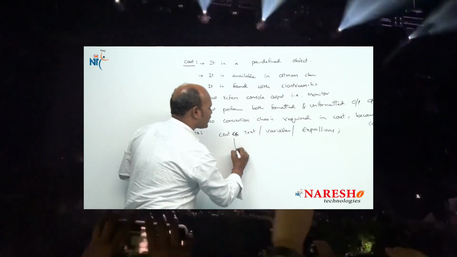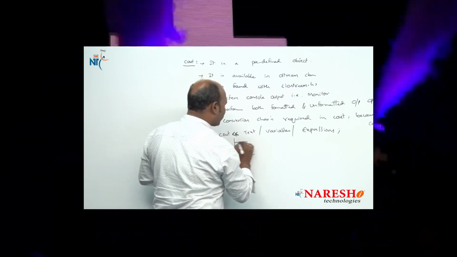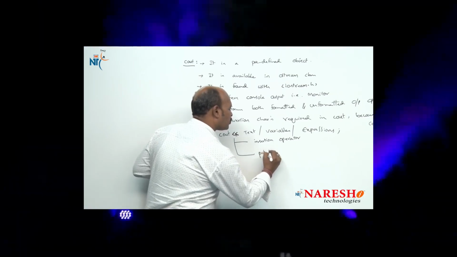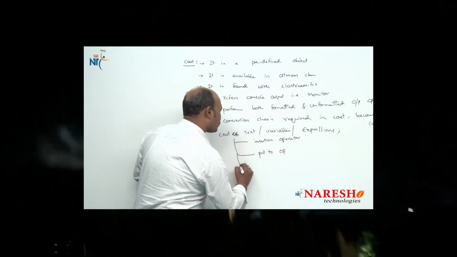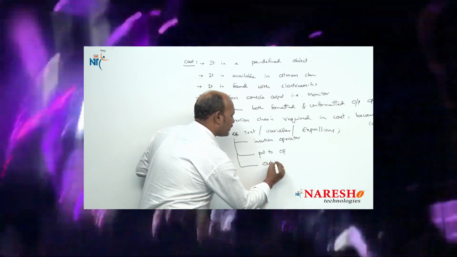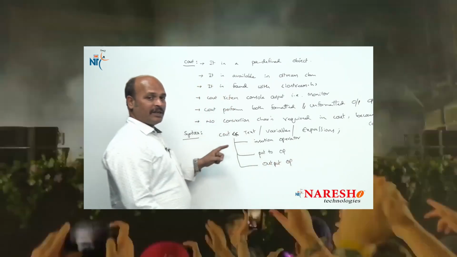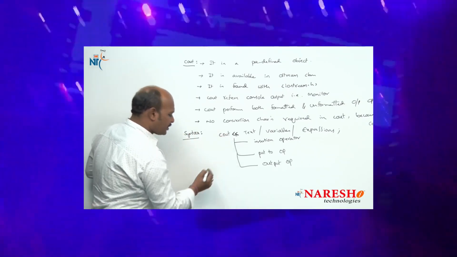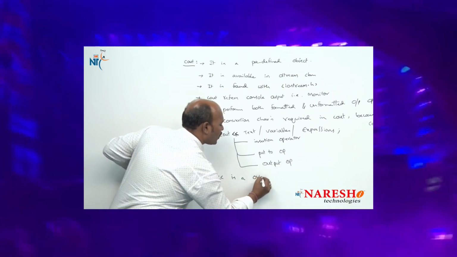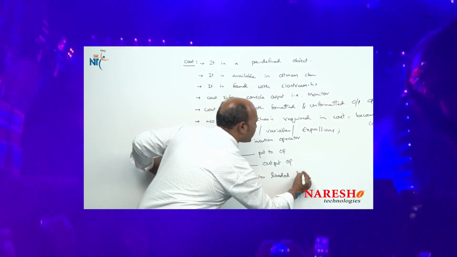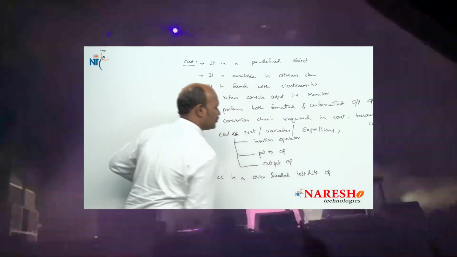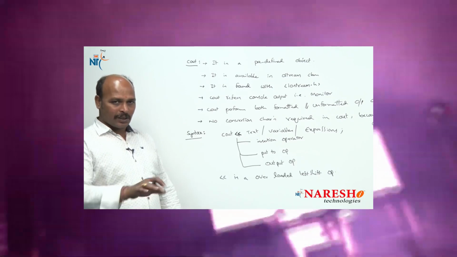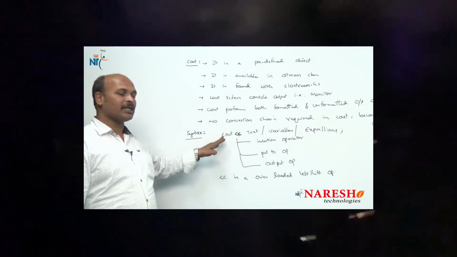Here less than is called the insertion operator, which is also called the put-to operator, which is also called the output operator, and it is the overloaded left shift operator. Here remember, less than is an overloaded left shift operator. Already it is there in bitwise operators. Along with that, we are going to use it in cout also.